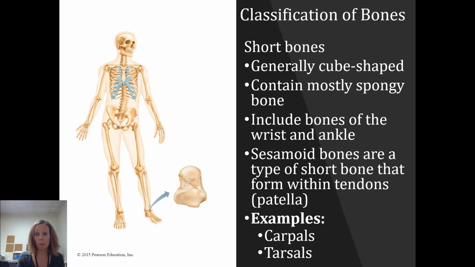Then we have short bone. So short bones are bones that are short. They're usually cube-shaped. These ones are made up of mostly spongy bone. This is going to be the bones of our wrist, the bones of our ankles, and then there's one special type of short bone, which is called a sesamoid bone. We're talking about that here.